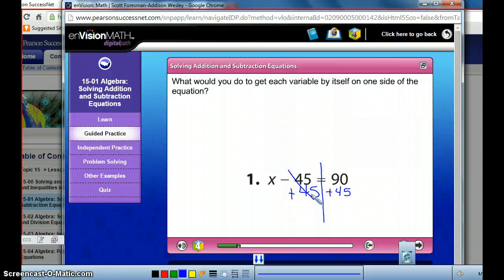Inverse operation. You're right. Inverse operations means opposite operations. Very good. So now I put my long equal sign underneath. So I get x equals 135.